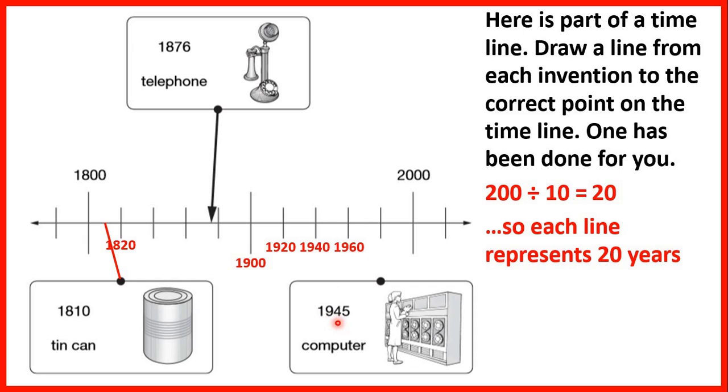So to show 1945, we need to draw our line between 1940 and 1960, but our line needs to be closer to 1940, because 1945 is only 5 years after 1940, but it's 15 years before 1960. From 1945, we need another 15 years to get to 1960, so it needs to be between these lines, but closer to the line which represents 1940.